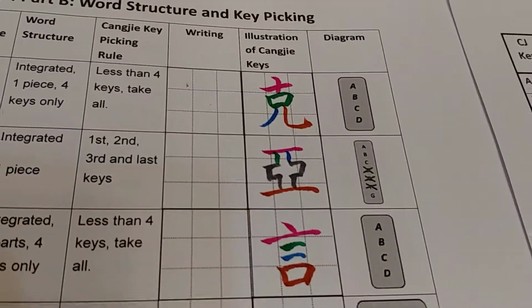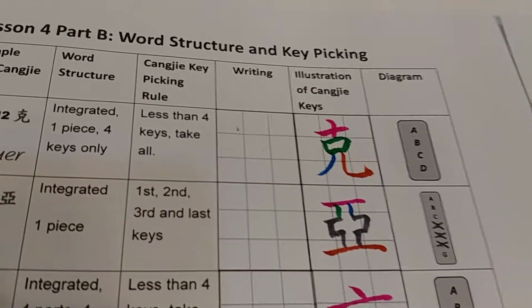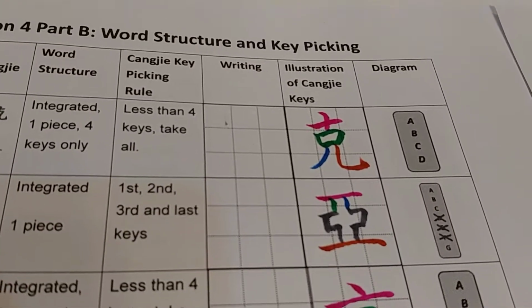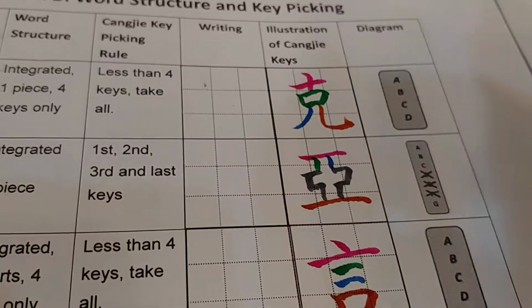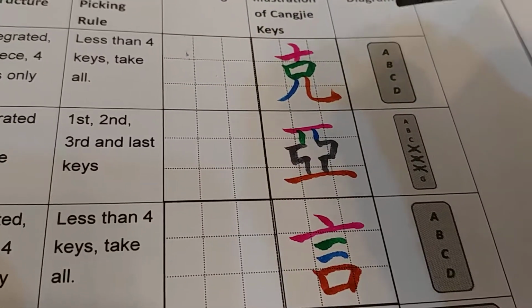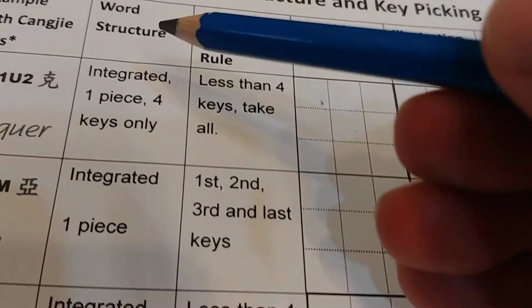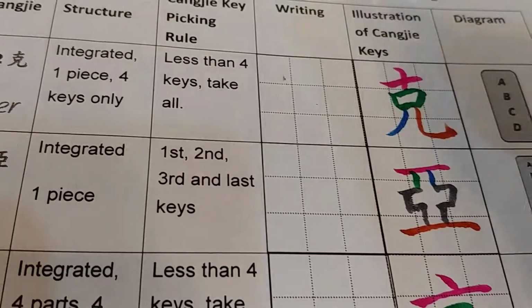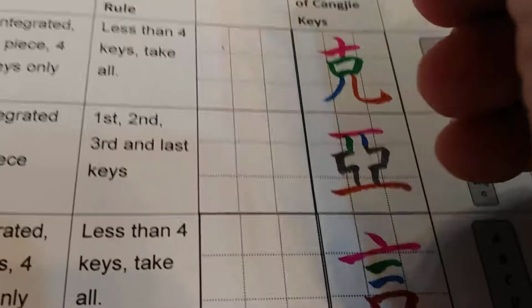Okay, let's start now. There are 4 kinds of word structure we are going to learn in the Changjie input method. The first kind is the integrated structure. Okay, this is the first example.